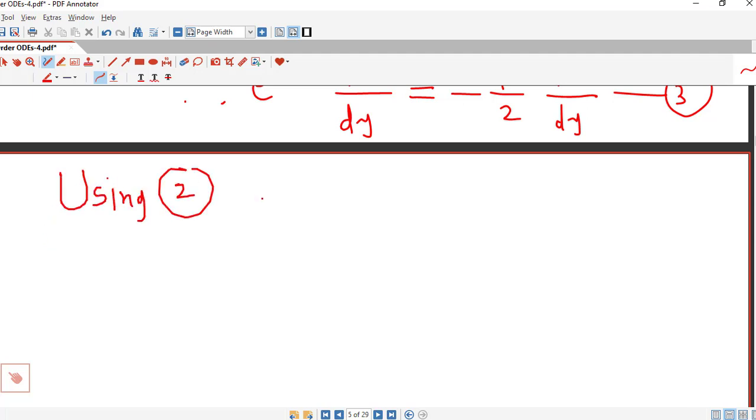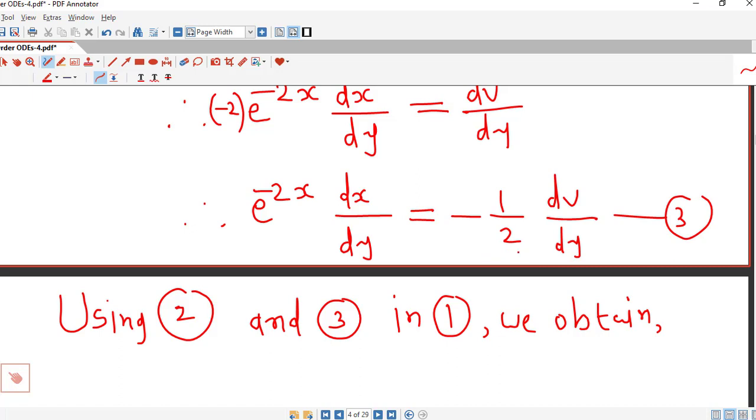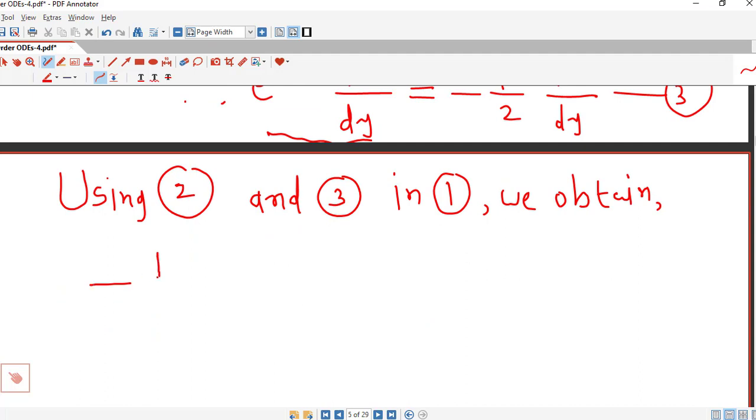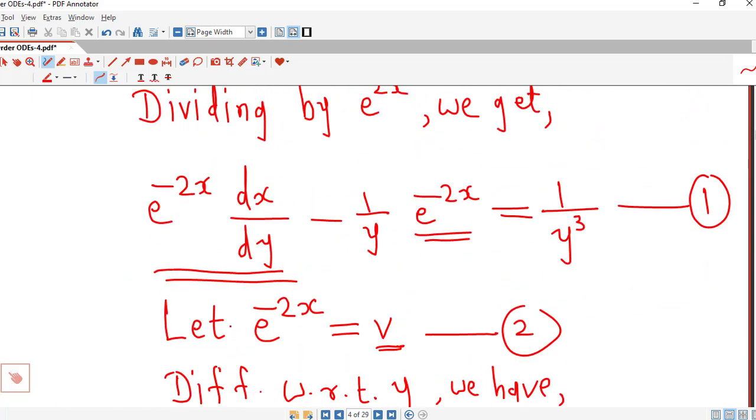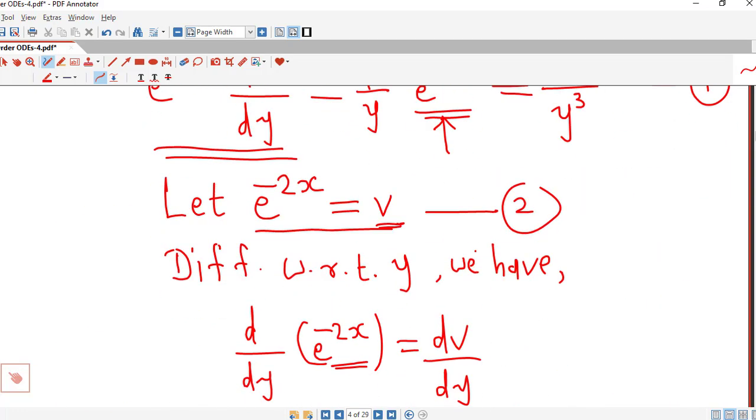Using equations 2 and 3 in 1, we obtain, so this equation 3 gives this quantity equal to minus 1/2 dv by dy, minus 1/2 dv by dy, and here we have to put e raised to minus 2x equal to v. So we have minus v divided by y, or minus 1 by y into v equal to 1 over y cube.